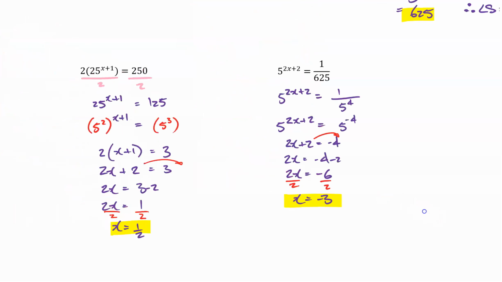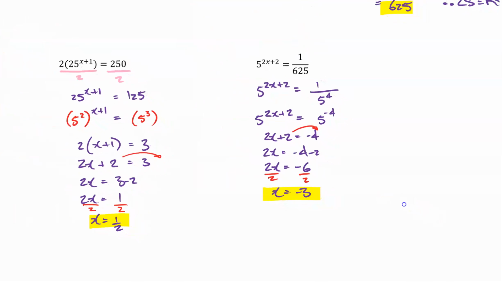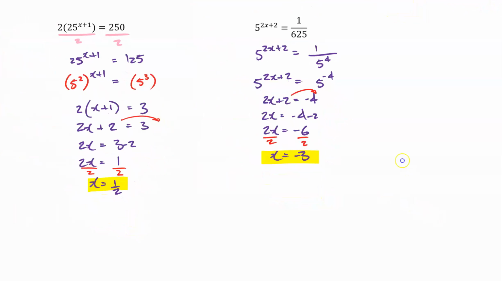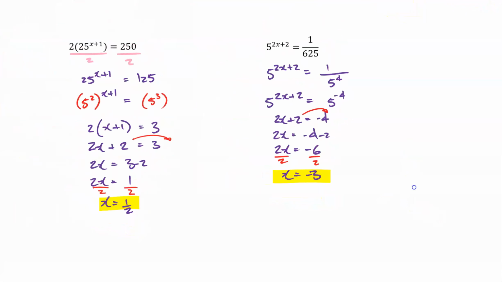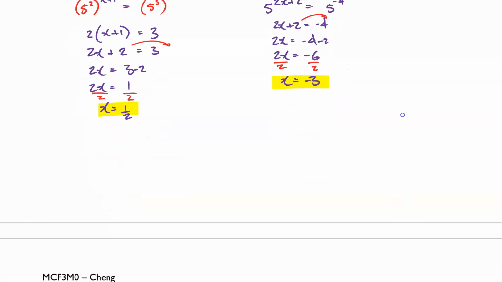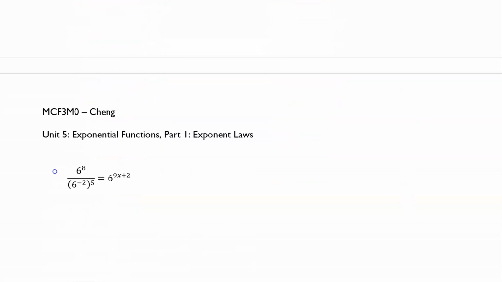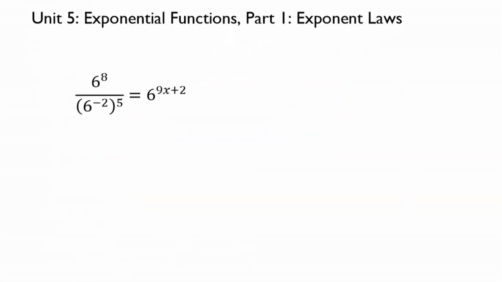Okay, hope you guys are picking up on the main idea here, just trying to isolate that exponent up on the top. All right, let's try something a little bit more complicated here. 6 to the exponent 8 divided by 6 to the exponent negative 2, to the exponent 5, is equal to 6 to the exponent 9x plus 2. I like how we have the same base across, so that sounds like a very positive thing.